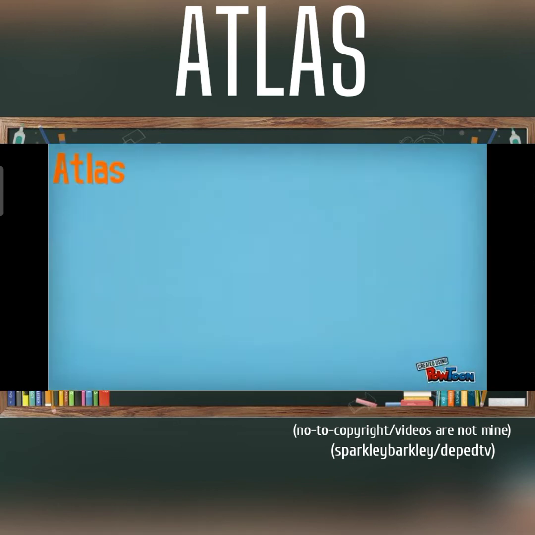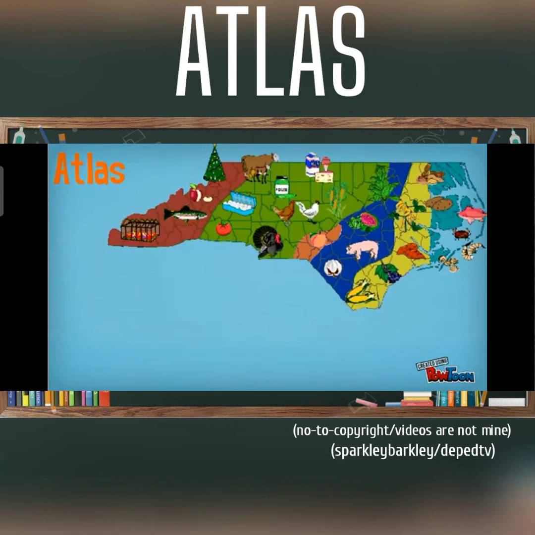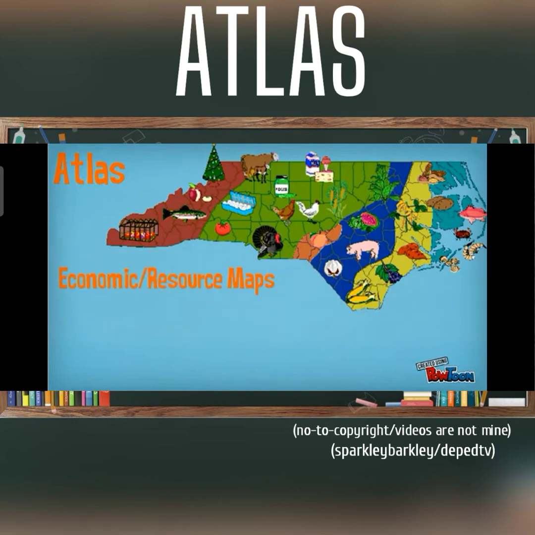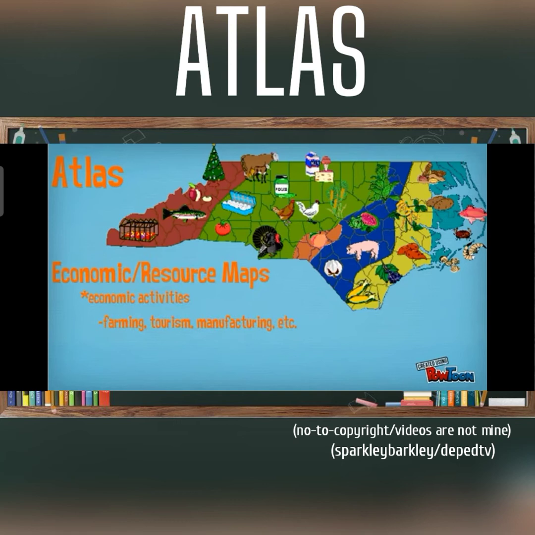The last type of map we will look at is an economic or resource map. This type of map shows you the main economic activities that occur in an area. This could be ways that people make money, such as farming, tourism, manufacturing, just to name a few. This type of map also shows you the main natural resources that can be found in an area. This could be things like rocks and minerals, petroleum, or what we know as oil, or natural gas.